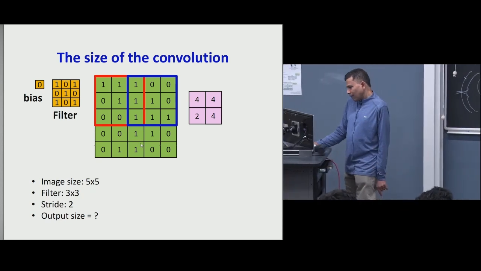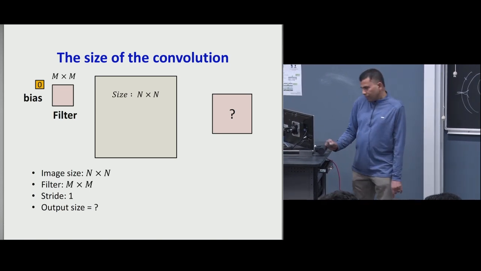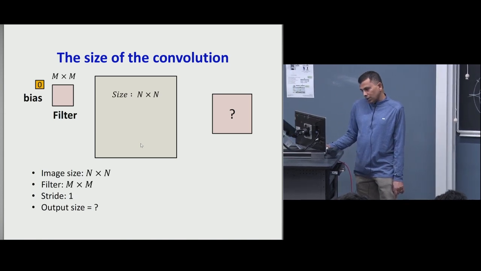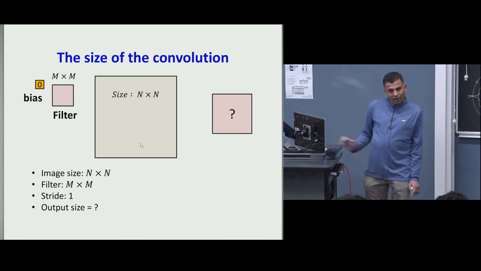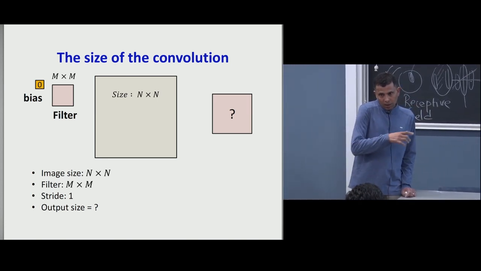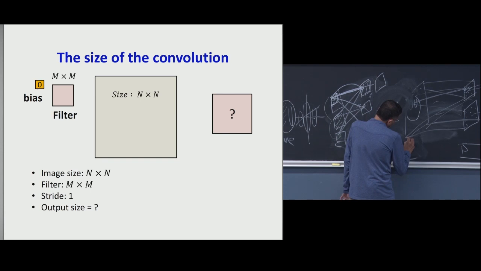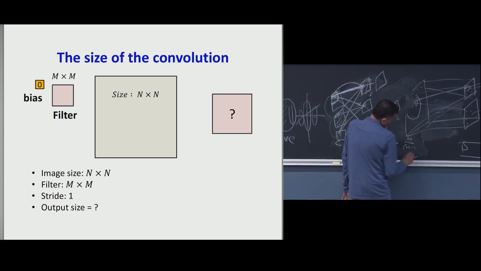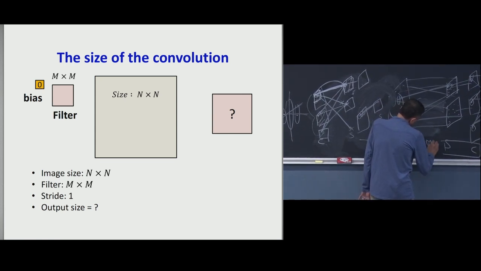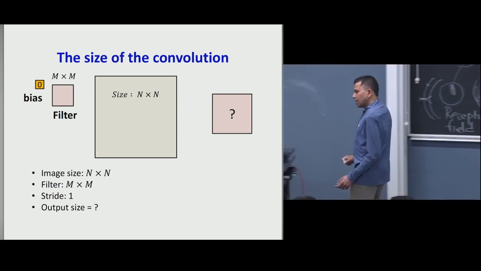So in general, if I have an image of size n cross n and a filter of size m cross m, then with a stride of 1, the output size is going to be n minus m plus 1. If the input is size n and the filter is size m, then I'm going to lose m minus 1 pixels. So the final size is going to be n minus m plus 1 in each direction. I'm assuming all receptive fields are square.